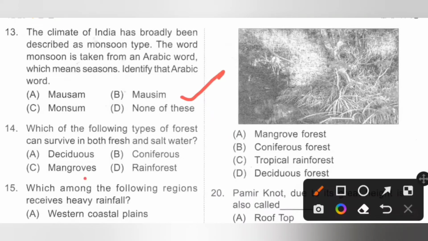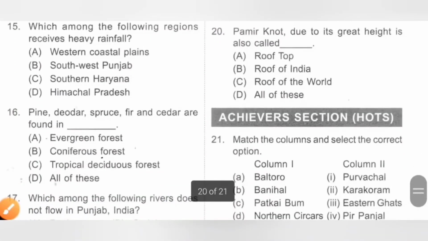Fourteenth, which of the following type of forest can survive in both fresh and salt water? A, deciduous. B, coniferous. C, mangroves. D, rainforest. So mangroves are the type of forest which are found at coastal areas. It can survive both in fresh and salt water. So option C.